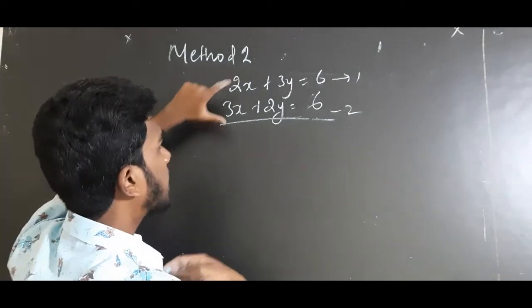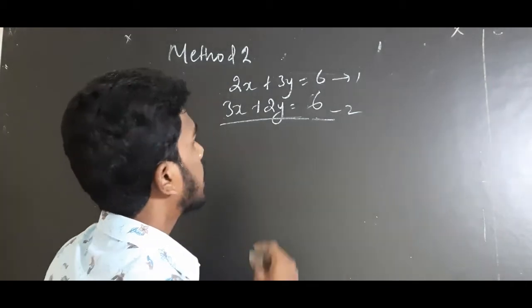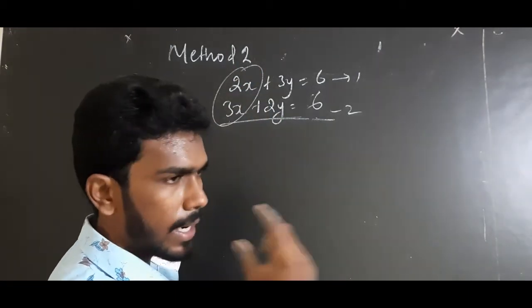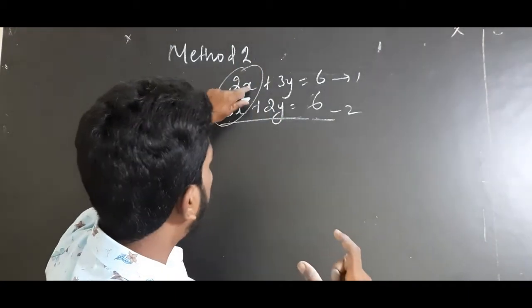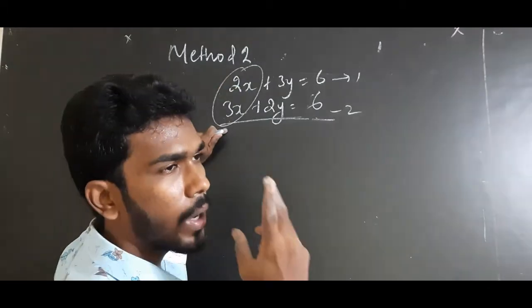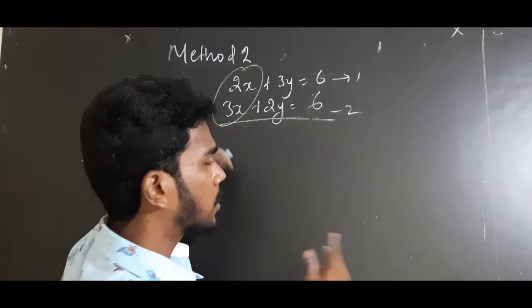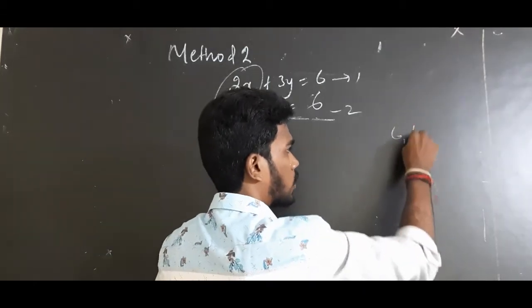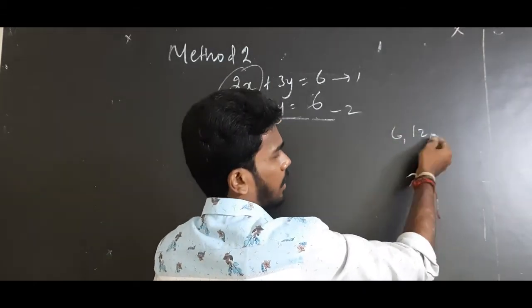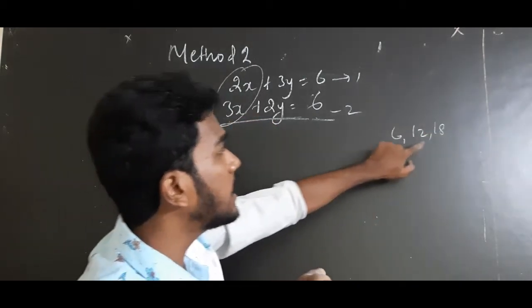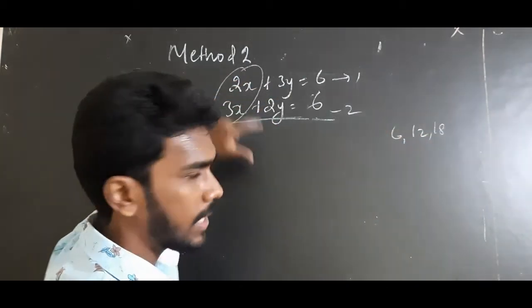Now my target is to eliminate x, which has 2 and 3. How can I eliminate x? I have to make a number that is common in the upper and lower parts. What is common in the 2 and 3 tables? 6 is common in the 2 and 3 tables. 12 is common, and 18 is common. So we can make any of these numbers occur here. I am making it 6.